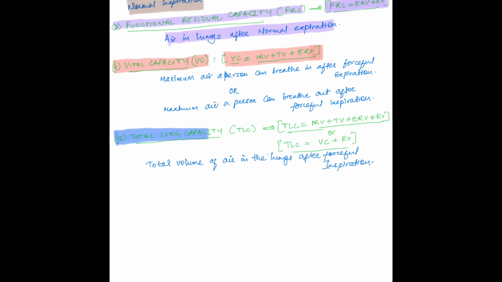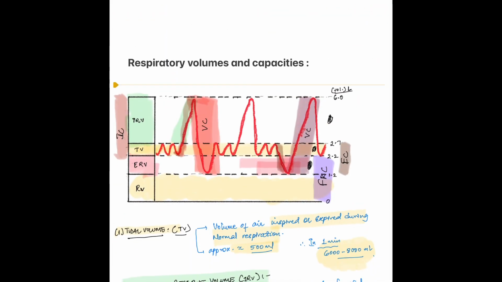Total lung capacity is the total volume of air accommodated in the lungs at the end of a forced inspiration. It includes residual volume, expiratory reserve volume, tidal volume, and inspiratory reserve volume. We can also say that it includes vital capacity plus residual volume.